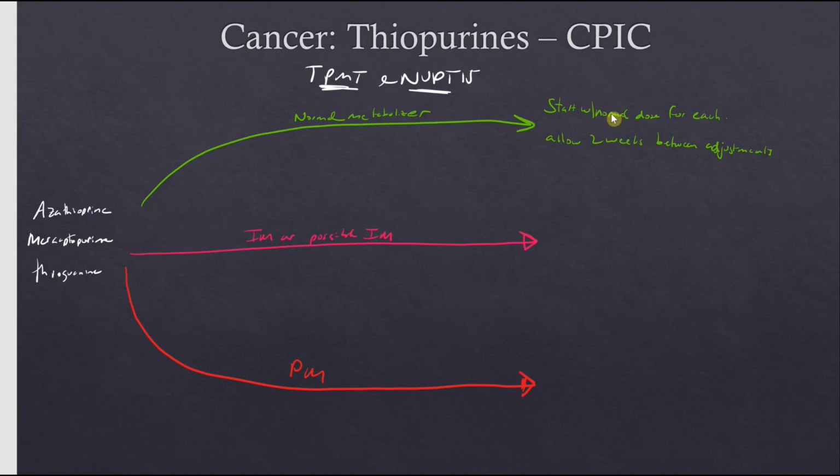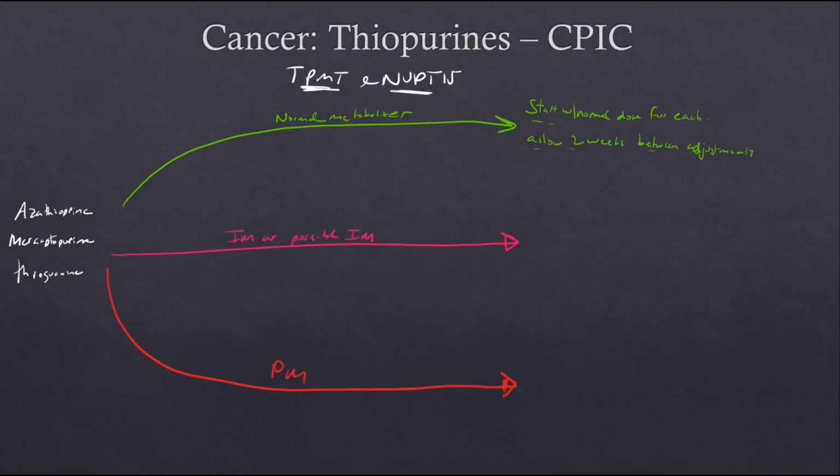Let's take a look at what the recommendation is for intermediate metabolizers. And that's to decrease the dose 30 to 80% for azathioprine or mercaptopurine, 50 to 80% for thioguanine, adjust every 2 to 4 weeks based on myelosuppression guidelines, and if myelosuppression occurs, to decrease mercaptopurine or thioguanine over other drugs first. Let's take a look at poor metabolizer recommendations.